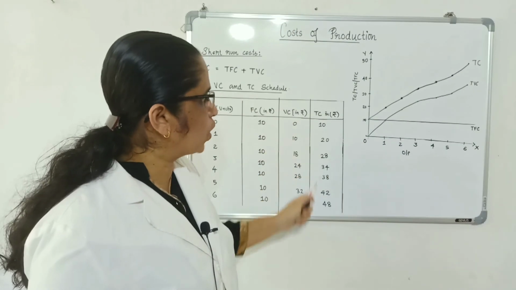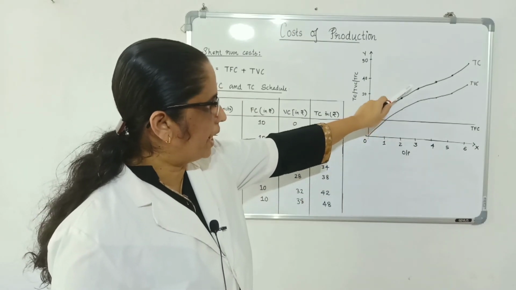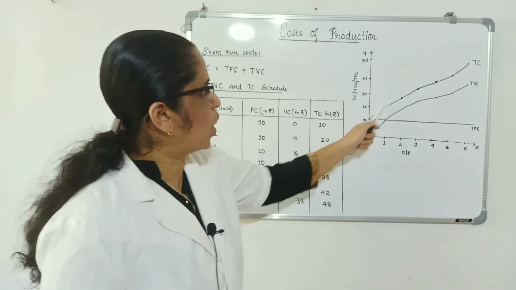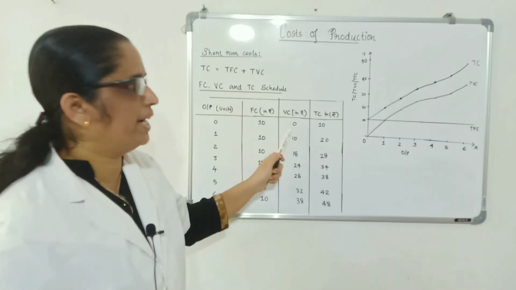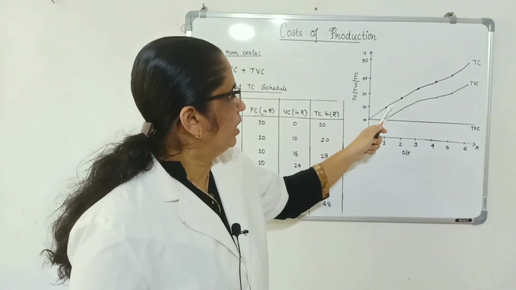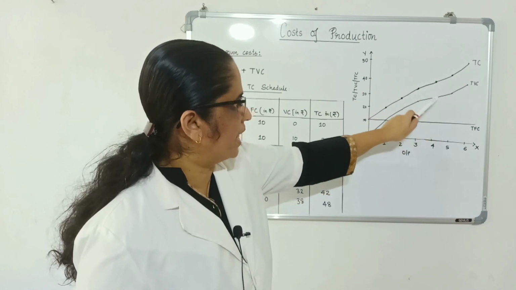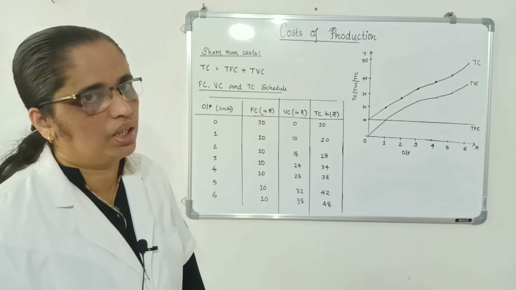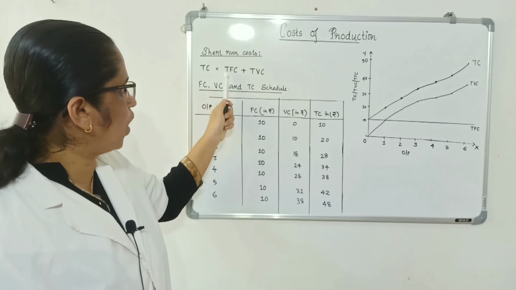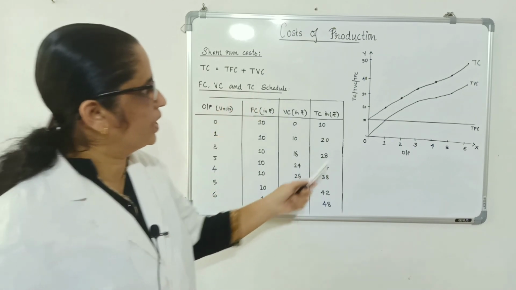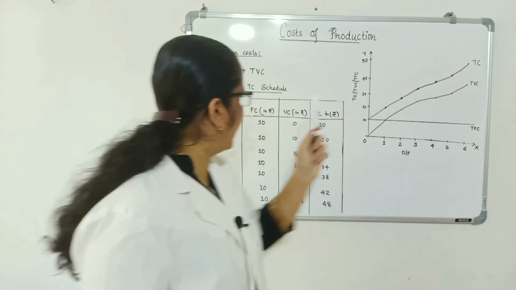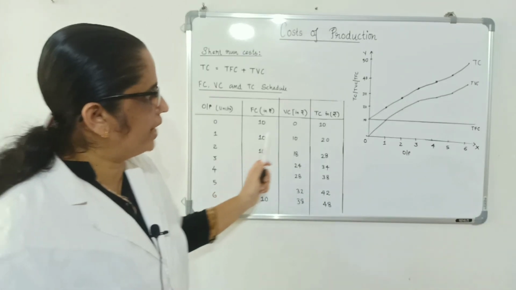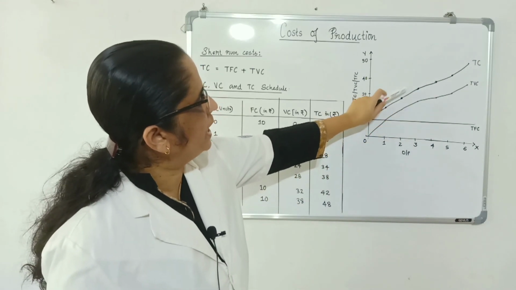And when we draw total cost, the total cost curve lies above these two curves because total cost is greater than FC and VC. Total cost curve lies above these two curves. So TC is the sum total of TFC plus TVC. The TC curve we drew by adding FC and VC. I hope you follow how to derive TFC, TVC and TC.